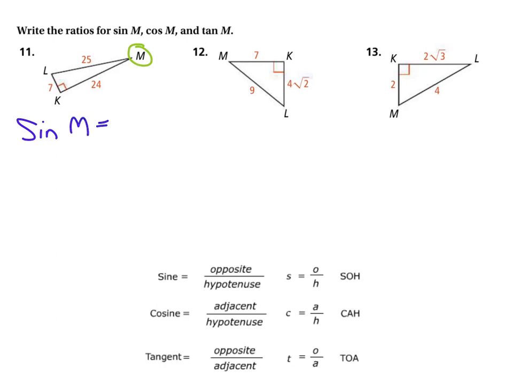Okay, the sine of m is equal to its opposite side, which the opposite side of m is 7, over the hypotenuse, and the hypotenuse is 25. Okay, the hypotenuse is going to be the longest one. So remember the words opposite and adjacent and what they mean. Opposite means across from. So in this case, what's across from m? That side, that's 7.